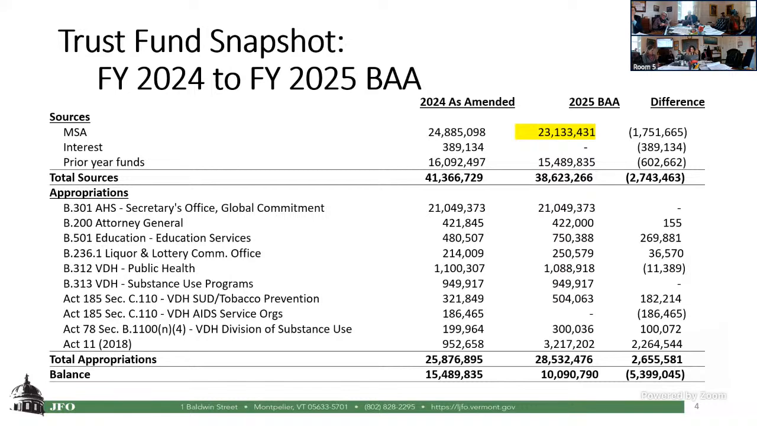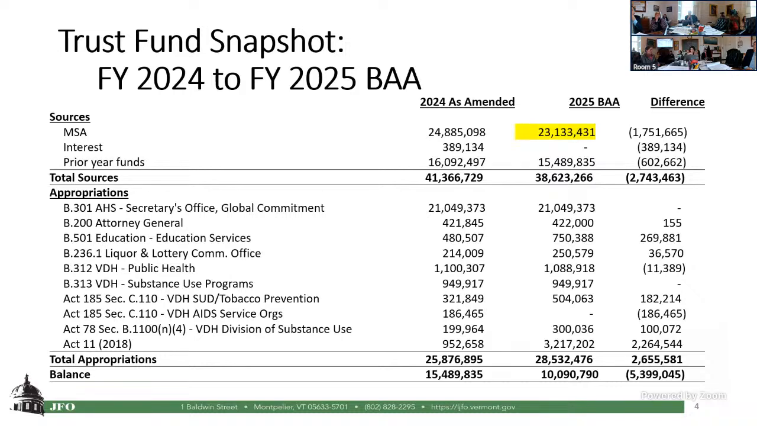At the top, you have the master settlement agreement payment, any interest owed to the fund, and then any prior year balance. So in FY 24, there was $16 million of prior year funds in the tobacco fund, for a total of $41 million of available funds in FY 24. The total appropriations were $25 million. So at the end of FY 24, that left a projected $15 million in the fund.